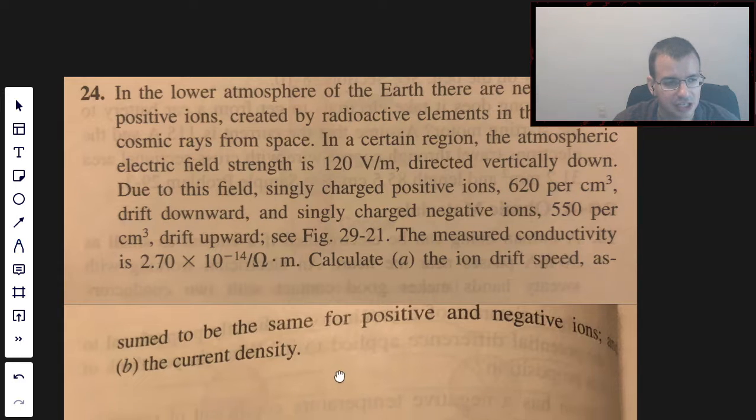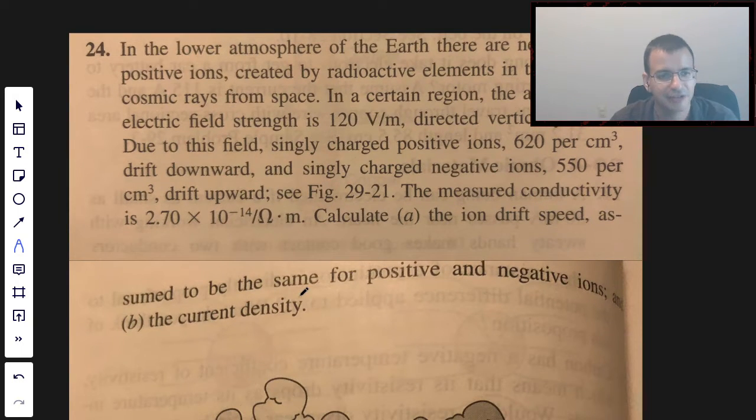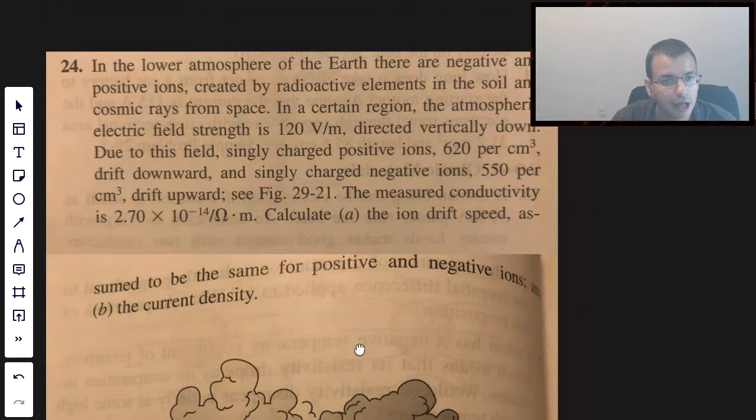The measured conductivity is 2.7 times 10 to the negative 14th per ohm meter. Calculate the ion drift speed, assumed to be the same for positive and negative ions, and the current density. All right, so the key point here is approximation. They don't say that we're supposed to approximate, but that's exactly what we're going to do.